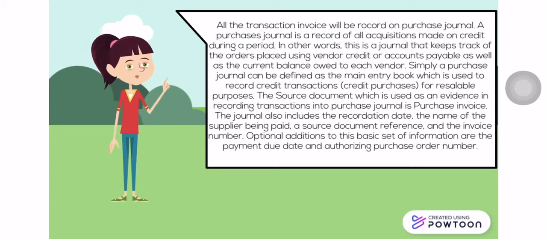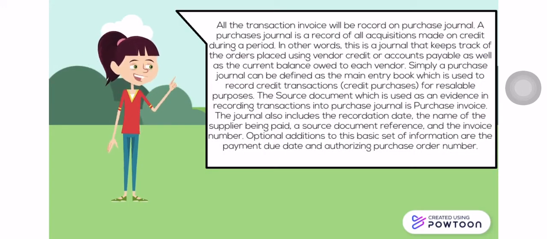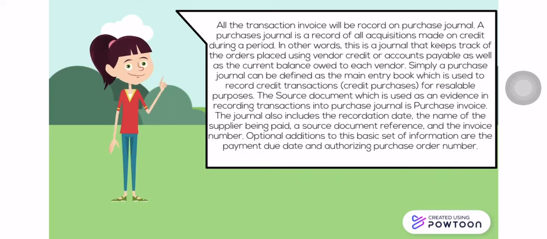After we issue a purchase order and an invoice, we need to record it in the purchase journal. A purchase journal is a record of all acquisitions made on credit during a period. In other words, this is a journal that keeps track of the orders placed using vendor credit or accounts payable, as well as the current balance owed to each vendor.